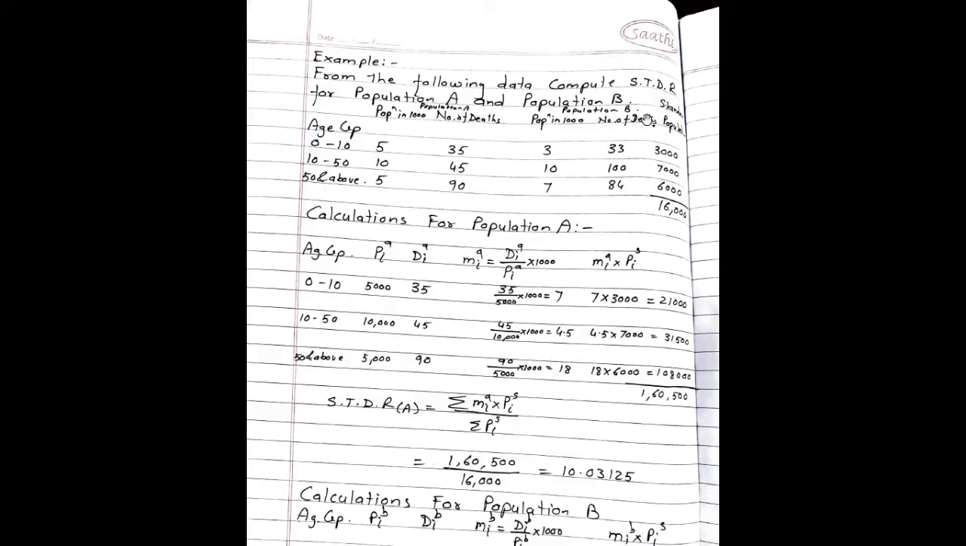Same way for population B, for age group 0 to 10, population is 3,000, number of deaths are 33. For age group 10 to 50, the population is 10,000, number of deaths are 100. For 50 and above age group, for population B, total population is 7,000 and number of deaths are 84.